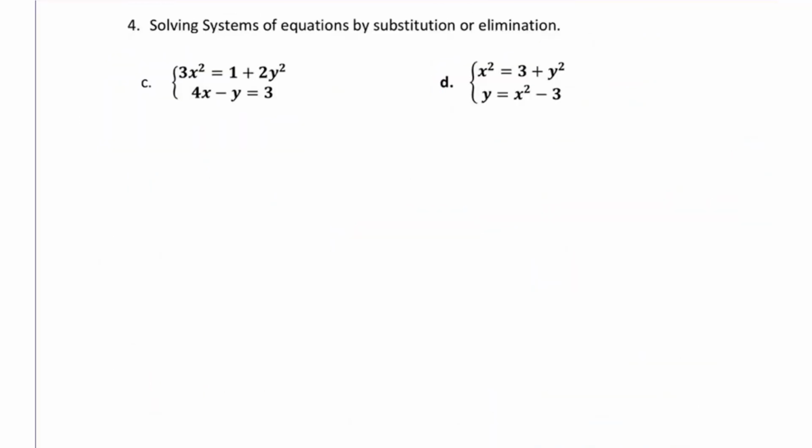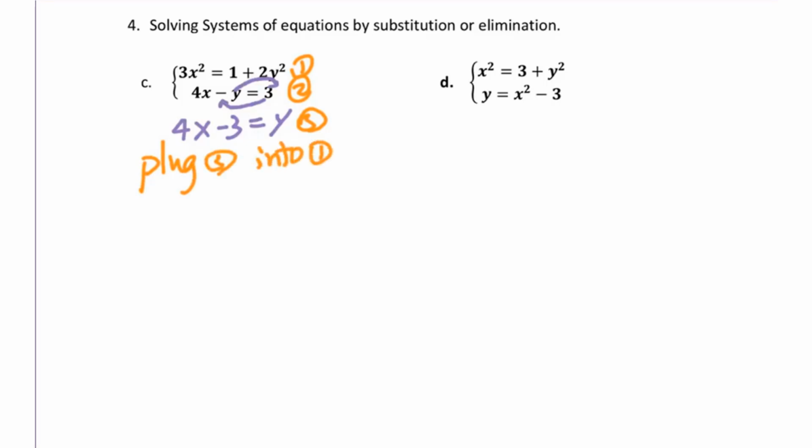Look at part C. For this one, you need to do substitution. So move the y to the other side, move 3 to the left side. You got y equals 4x minus 3. We label this as 1, 2, 3. So plug 3 into 1.